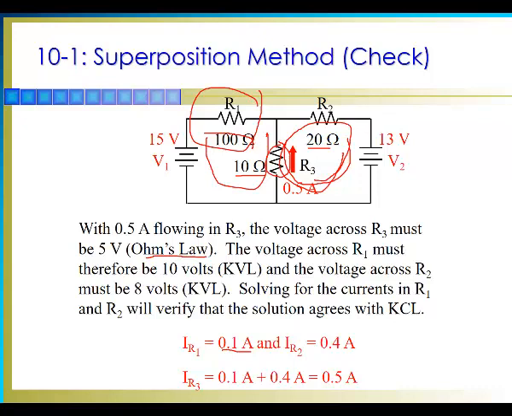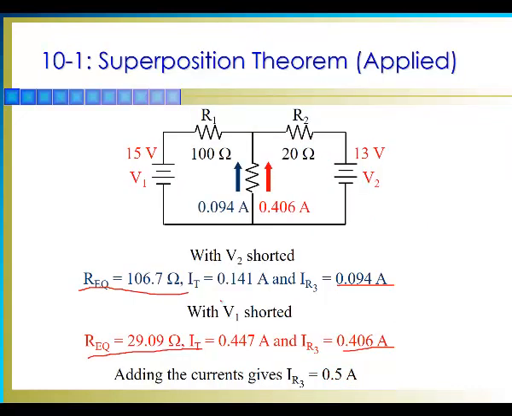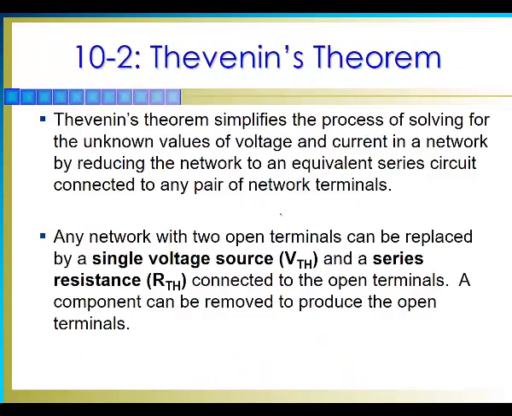The current on resistor 3 would be the sum of these two currents because they're going in the same direction. Okay, so it would be I1 plus I2, and that would give you 0.5 amp, which agrees with the result that we got from analyzing the circuit through the superposition theorem.